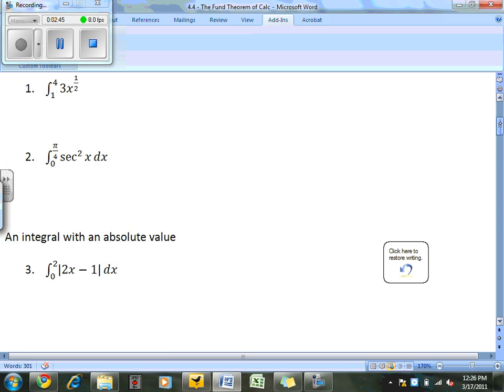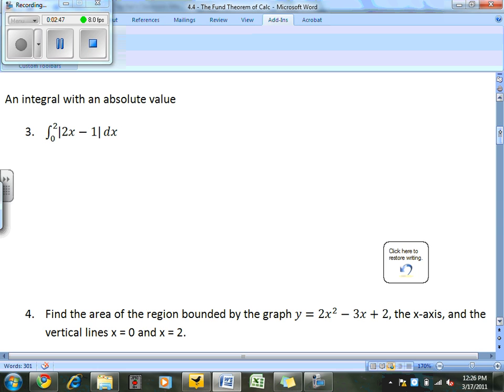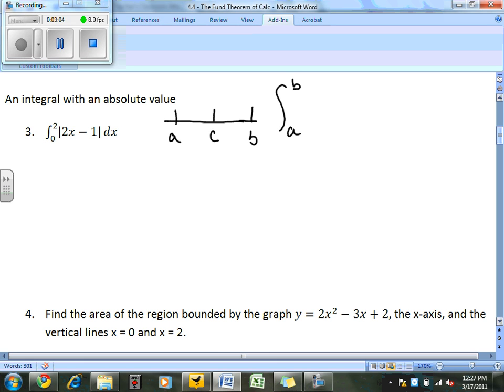All right. Continuing on, I'm going to show you an example with the absolute value. If you remember back to the last video, we talked about if we had the integral from a to b. Say we have a line a here, and a line b. If we have a point c in between, we can take the integral from a to c and add it to the integral from c to b, and we'll get the same thing. And this is where that comes in. We'll get the right answer.